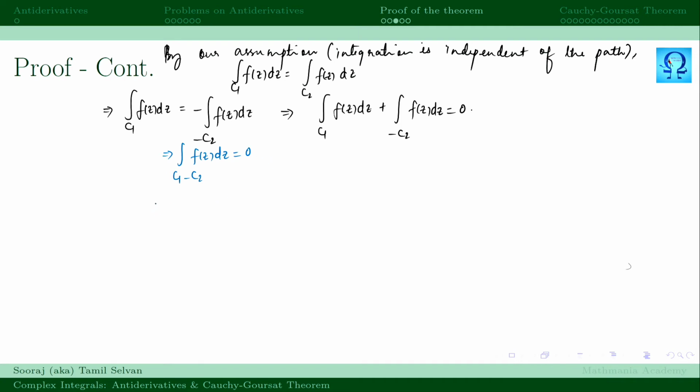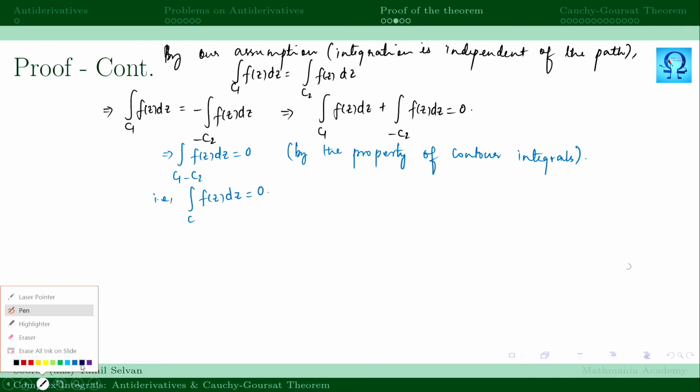And this very well concludes that the integral over C1 minus C2 of f(z) dz is 0. That is, the integral over C of f(z) dz is 0. This we wrote by the property of contour integrals. So I think we have proved what we were supposed to prove. Now let us make the next supposition.